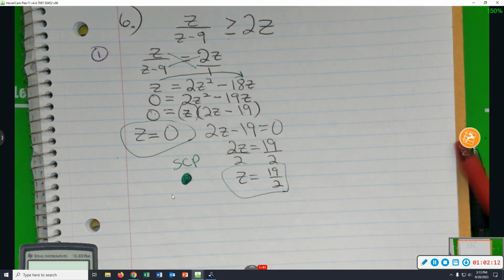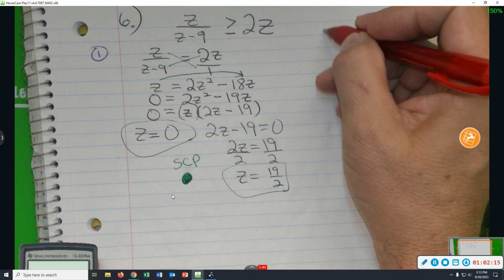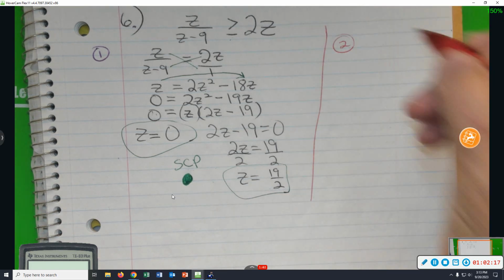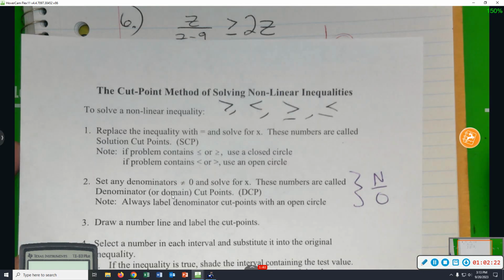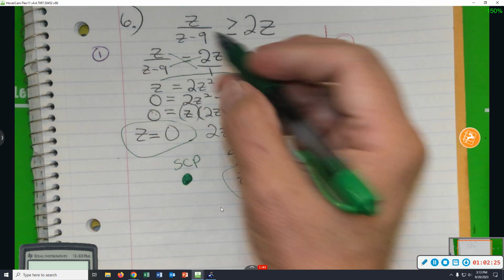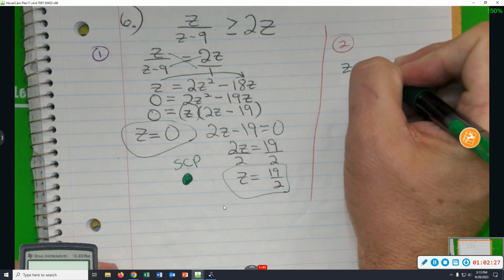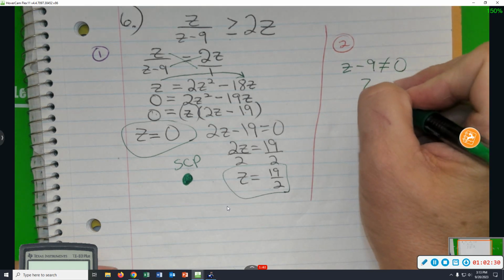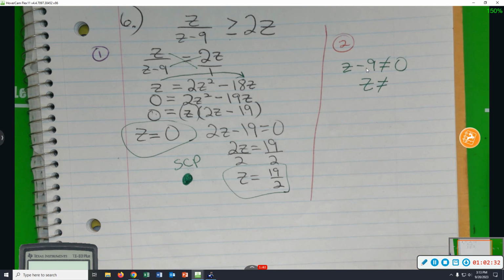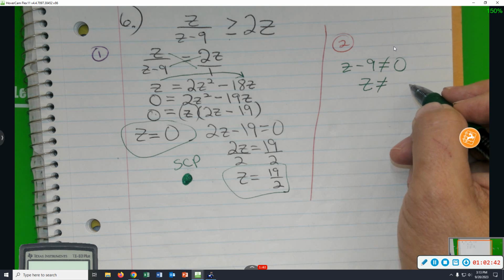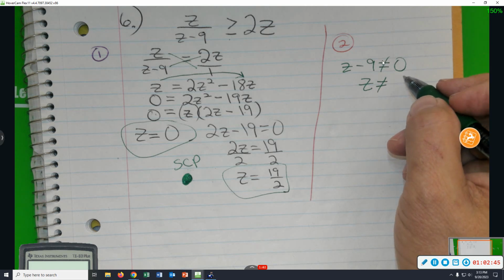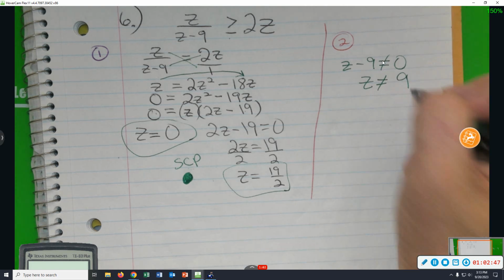I think finding the denominator cut point will be less steps. Second step, you set any denominator in the problem not equal to 0 and solve. So z minus 9, we don't want that to be 0. That means z cannot equal. Getting the z by itself, what number are we going to have here as our denominator cut point? Not negative 9. I heard positive 9. Oh, okay, good. Positive 9.